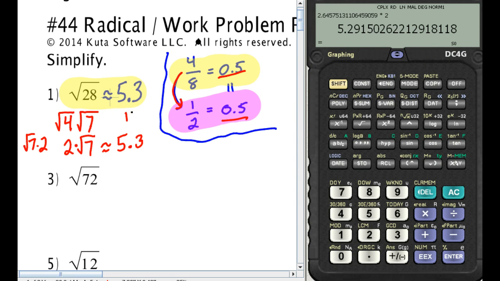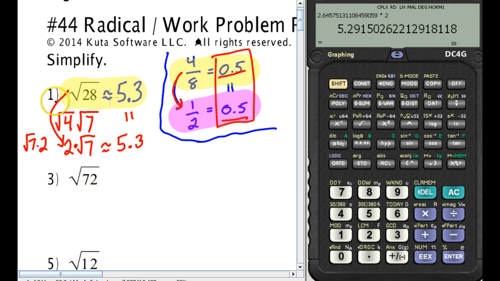So these should always match. Just like they did here, 4 divided by 8 is 0.5, 1 divided by 2 is 0.5. Square root of 28 is 5.3. 2 times the square root of 7 is 5.3, because this is just a reduced version of this.